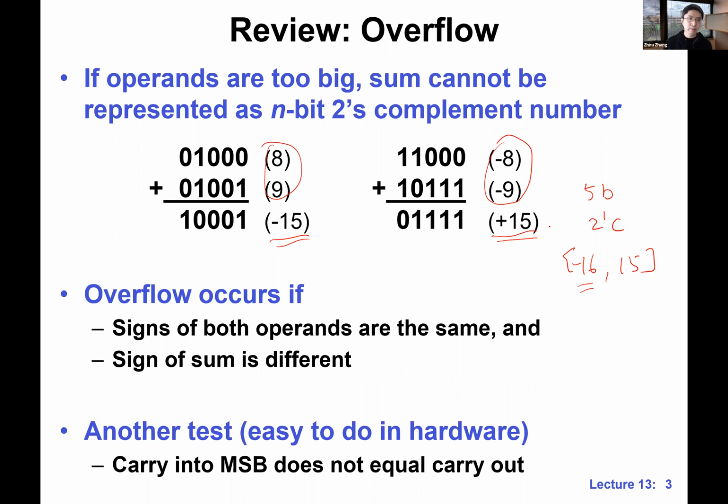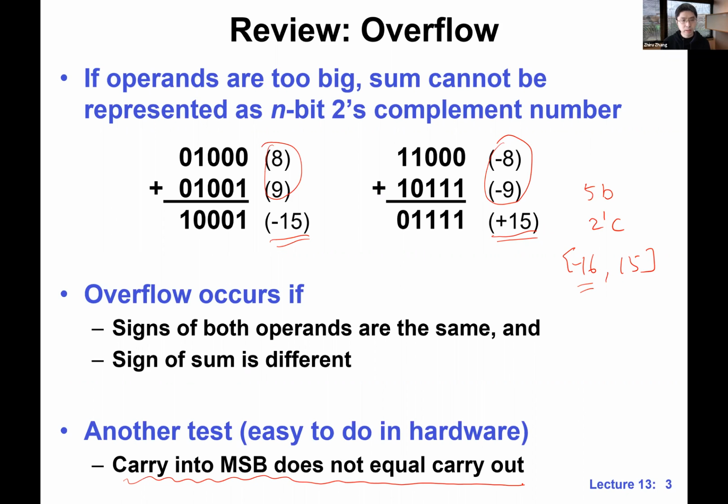Again, the bare definition of overflow is when we are adding up two operands with the same sign, and somehow in the end, the sign of the sum is flipped. It's different. That's where we have an overflow. And one way to detect this in hardware is by checking the carry in to the MSB, the most significant bit, and the carry out from this bit position.